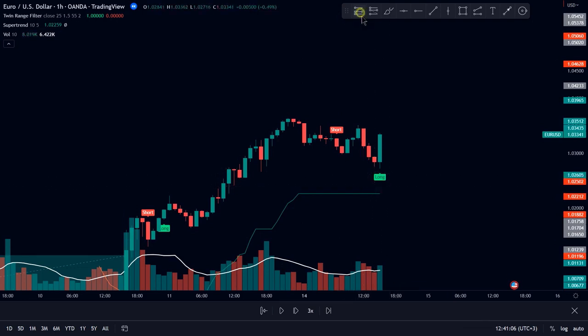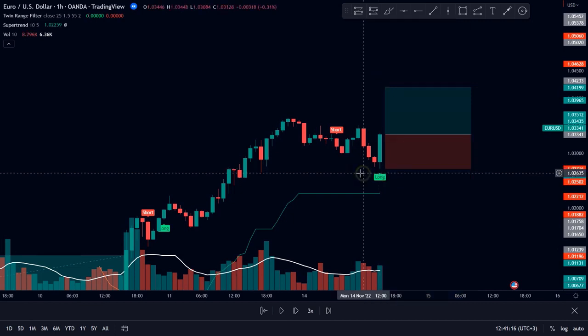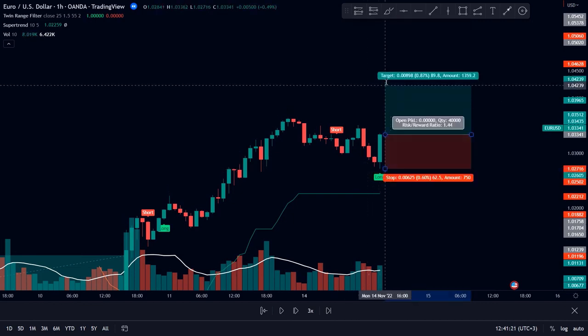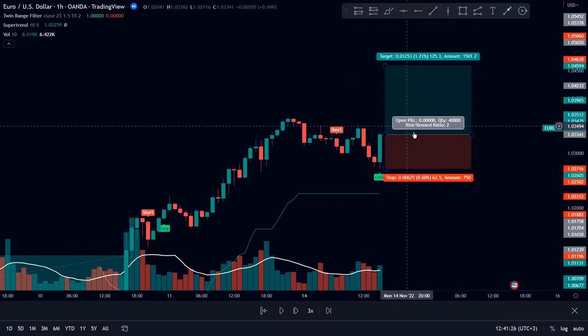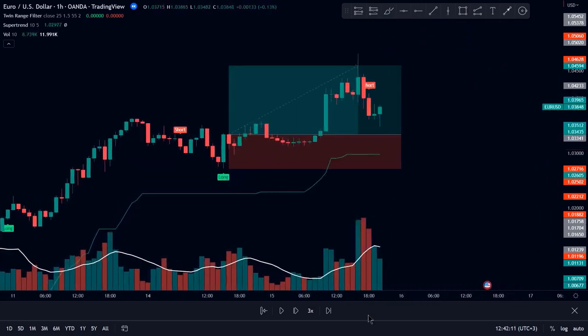We enter a long trade here, set our stop loss below the most recent swing low, which is this one right here. And for the take profit, we're gonna set it at 2 times the risk. We let this trade run and full TP.